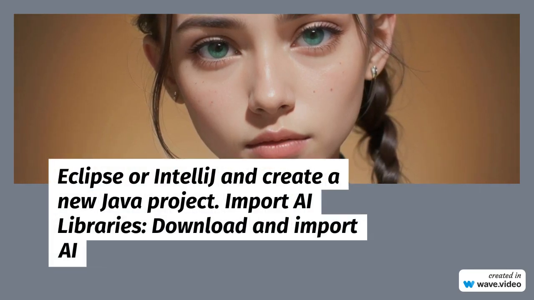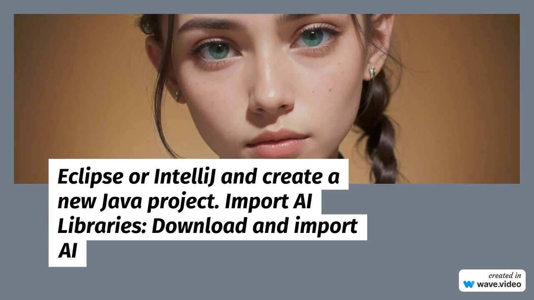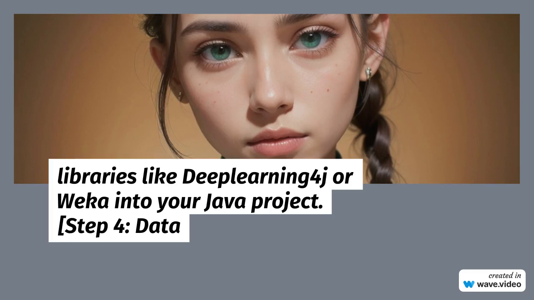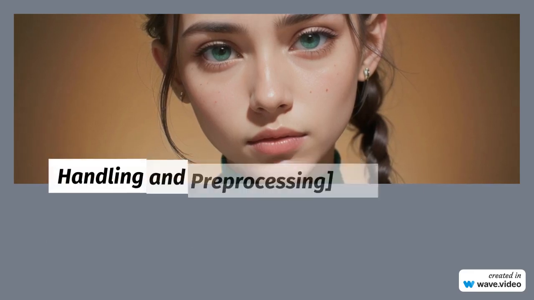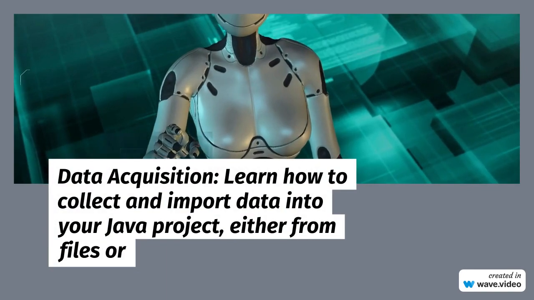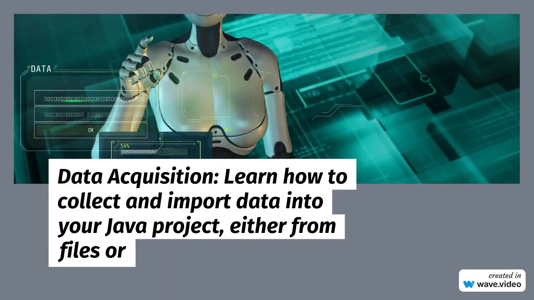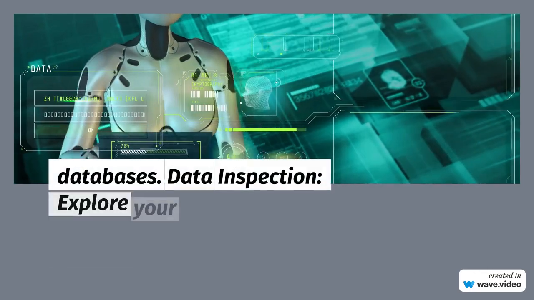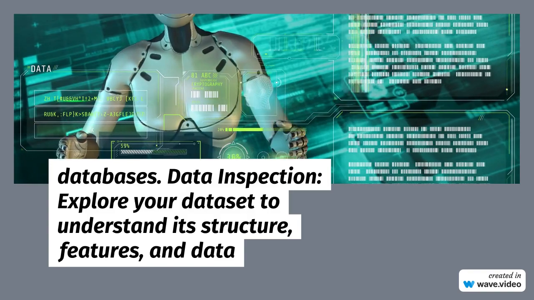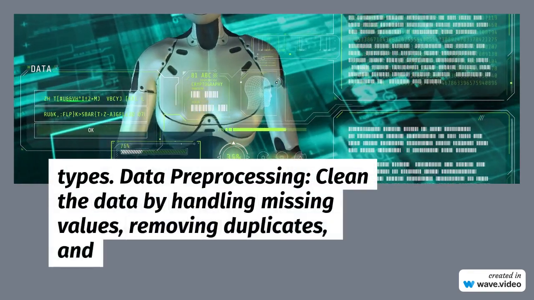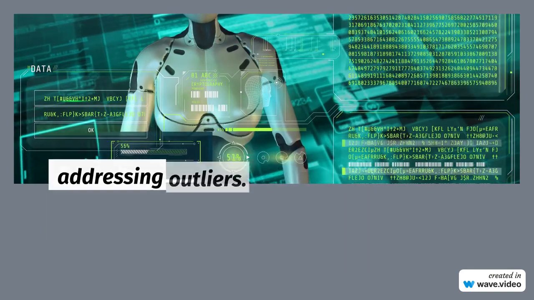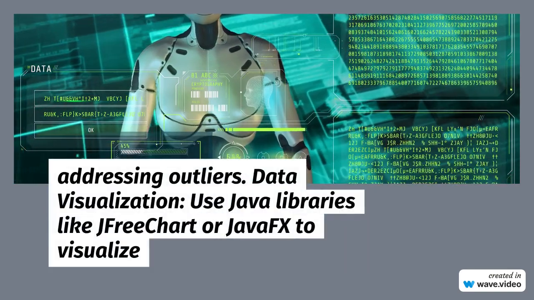Step 3: Getting started with Java and AI libraries. Install Java. If you haven't installed Java on your computer, download and set it up following the official instructions. Set up IDE. Choose an integrated development environment (IDE) like Eclipse or IntelliJ and create a new Java project. Import AI libraries. Download and import AI libraries like Deeplearning4j or Weka into your Java project.